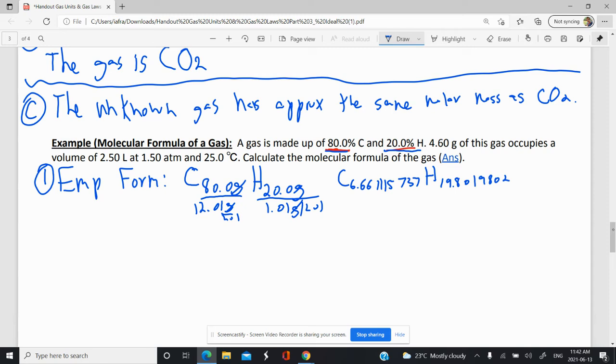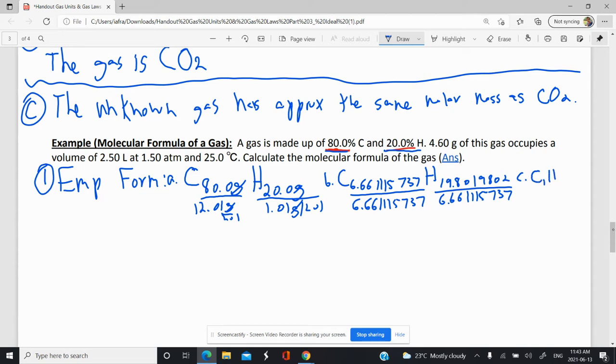But I'm not going to continue writing the units because don't forget our next step. So this is sort of our empirical formula, step A. Step B is going to be divide by small. So we'll divide by the carbon value, 6.661115737. Same thing over here, 6.661115737.